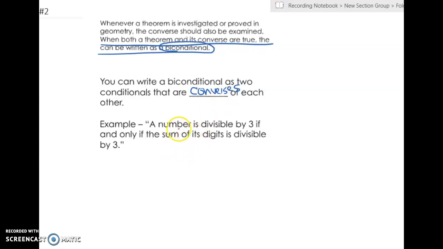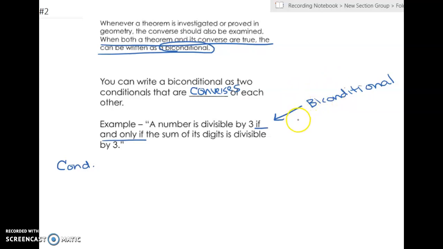All right, so here's an example. This is a biconditional statement. And the reason we know it's a biconditional statement, notice it doesn't have an if and it doesn't have a then. It has an if and only if in the middle. Okay, so let's look at this a little bit closer. Remember, a biconditional is a conditional statement and its converse both put together, but both the conditional and the converse have to be true. So let's look at the conditional and converse of this.